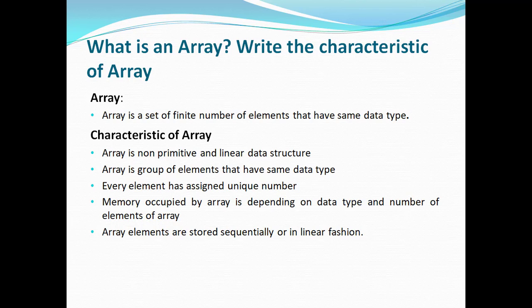Then the characteristics of array. Array is a non-primitive and non-linear data structure. Array is a group of elements having the same data type. Every element is assigned a unique number. Memory occupied by an array depends upon the data type, whether it is an integer, float, character, etc. And every element of an array is stored sequentially or in a linear fashion.